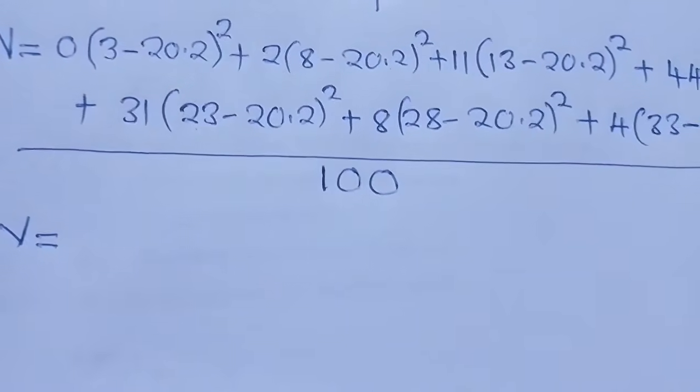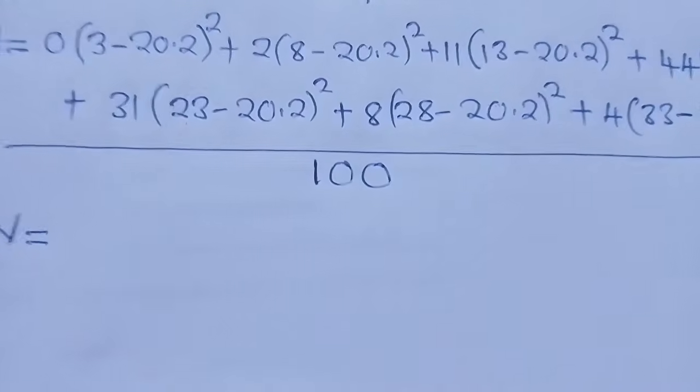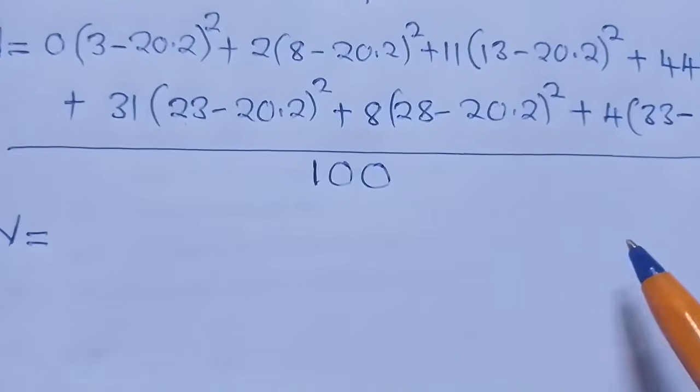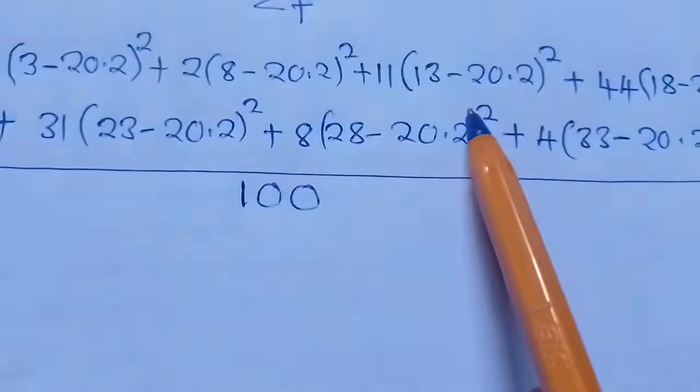So how do you calculate that? You start punching now. You punch correctly. Don't make a mistake. Punch now on your calculator. Try everything on your calculator here. You start with this one, that one, that one. You go to that one.